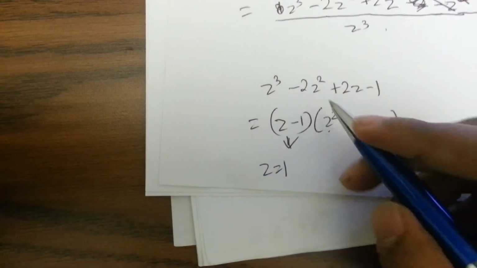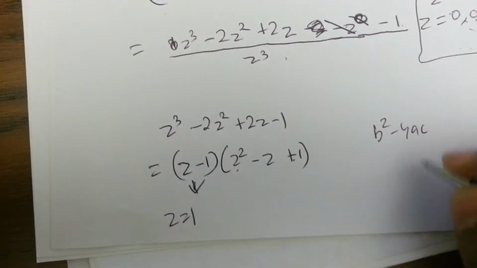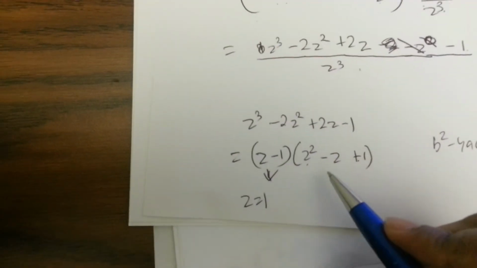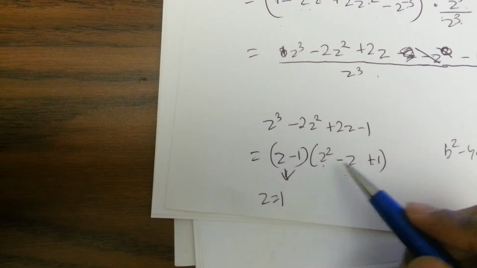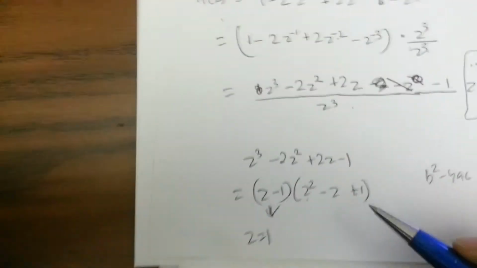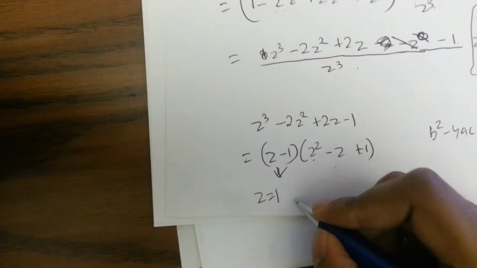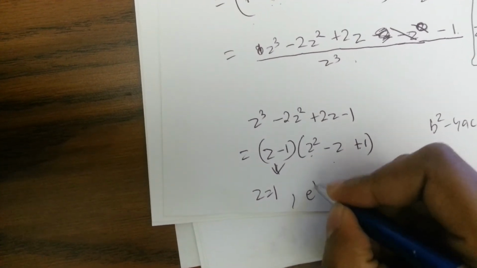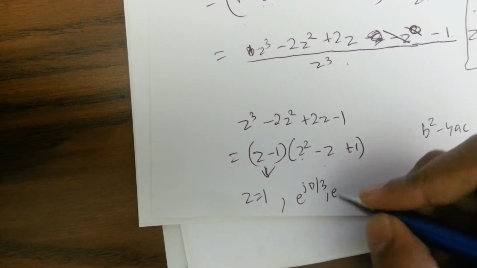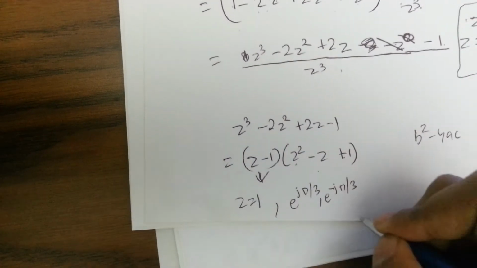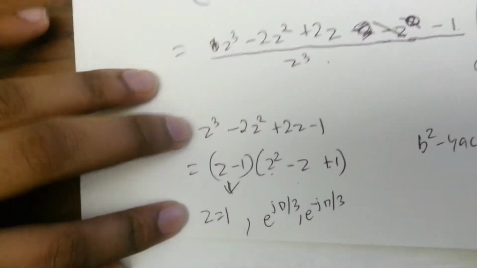If you notice, this is a quadratic, and if we compute b squared minus 4ac, we are going to get a negative number, less than 0, since b here is minus 1, a is 1, and c is 1. So when we evaluate this, we'll get imaginary numbers, and the numbers we get will be e to the j pi over 3 and e to the minus j pi over 3. So these are the three numbers we will get, and these are the zeros in this case.